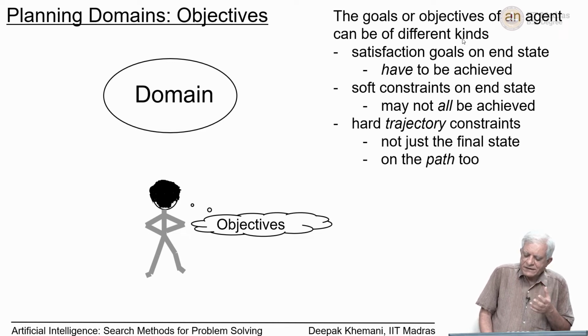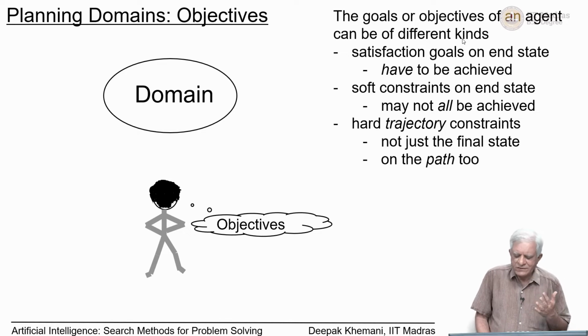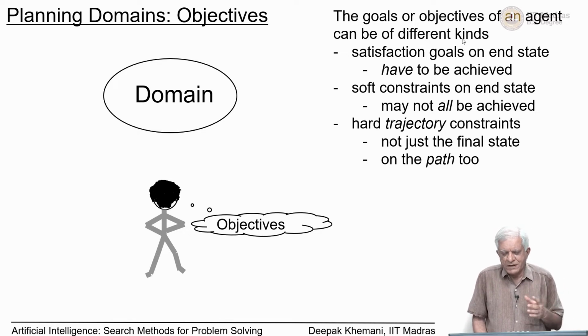Then we can talk about trajectory constraints. Trajectory constraints are constraints on the path that the planner finds, and not just on the final state. So, for example, if you are driving around the countryside, you may want to say, find me a route on which at all points I am not more than, let us say, 50 kilometers away from a medical center or a restaurant or a petrol pump, whatever the case may be. The trajectory has to satisfy certain constraints as well. Those kinds of constraints are called trajectory constraints.